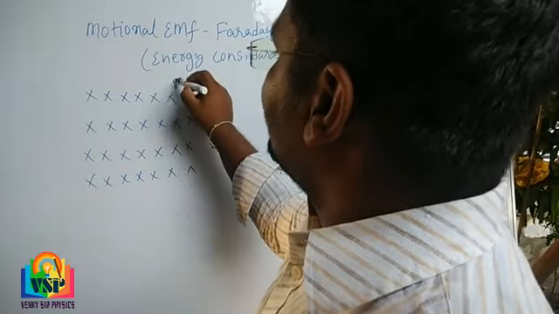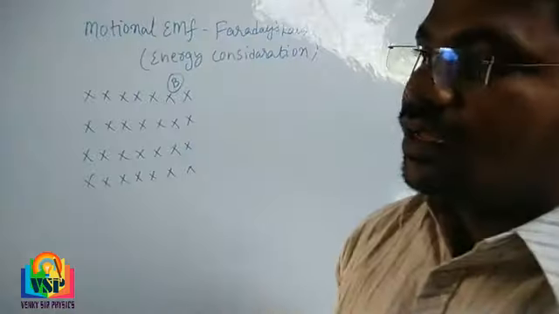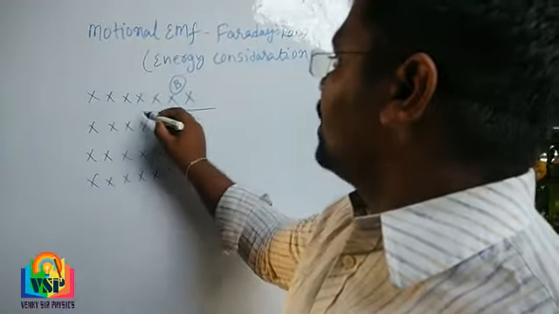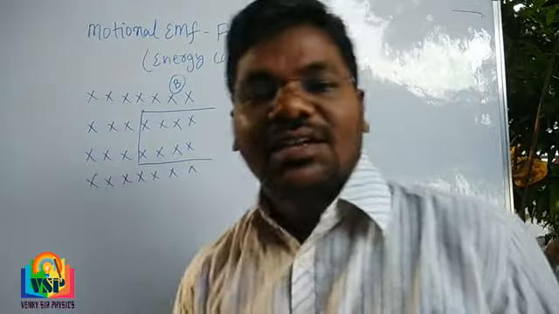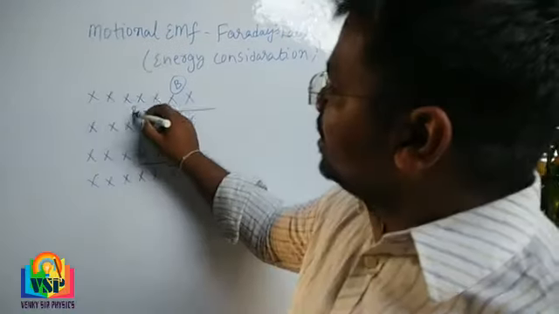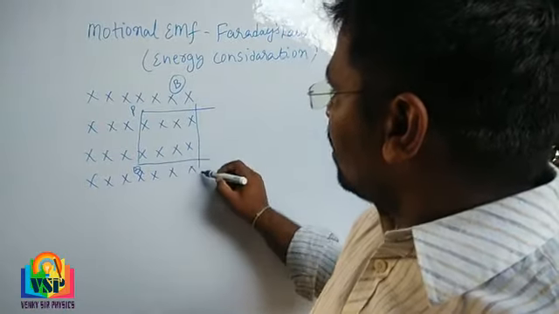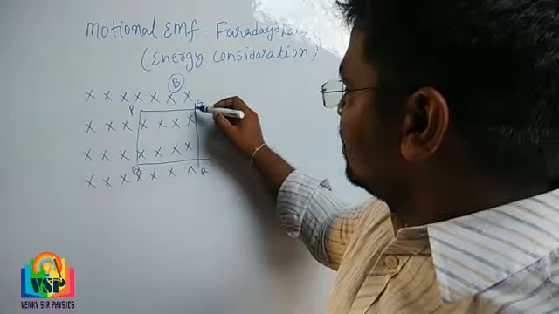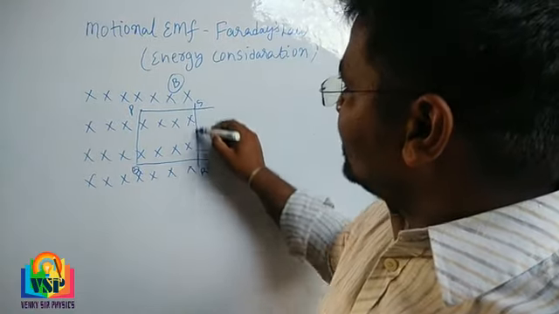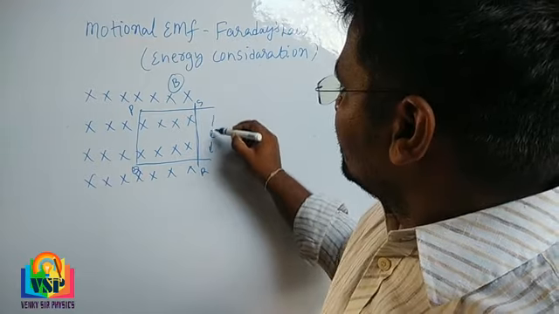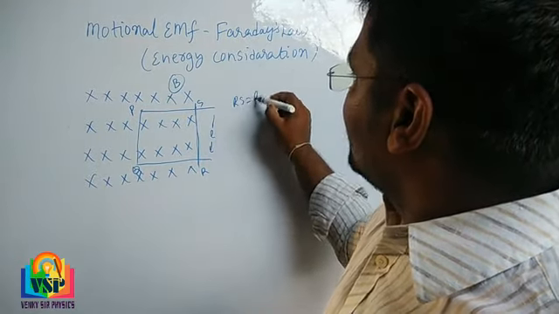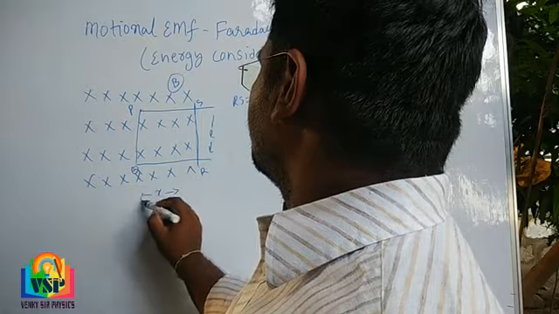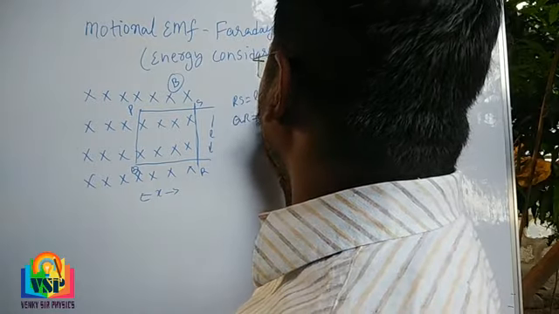In the magnetic field, we can take a circular coil or a rectangular conductor. Say it is P, Q, R, S. This rod RS has length L, the length of the rod, and the distance Q to R is X.